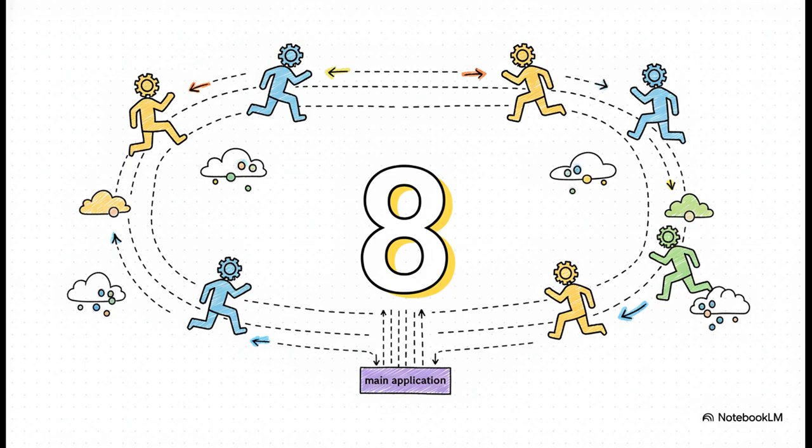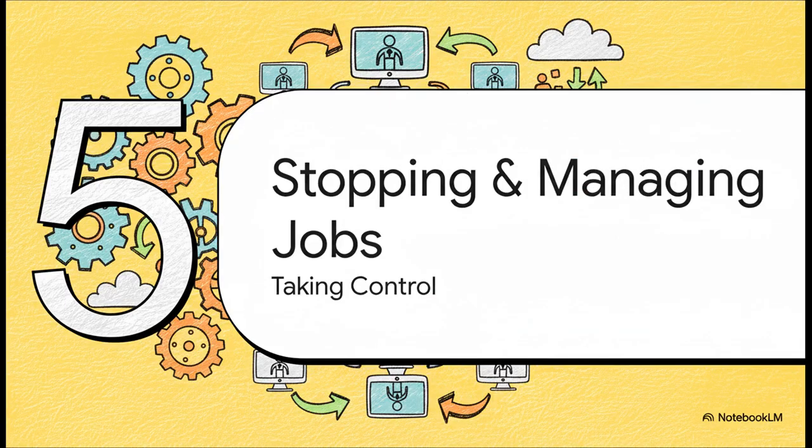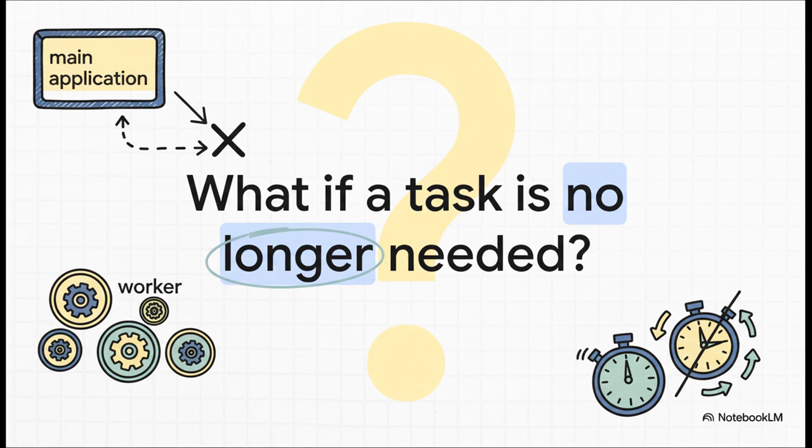It's awesome. All right, with all this power comes the need for a little control. Sometimes you're going to start a task that you realize you don't need anymore. It's so important to know how to properly stop and manage these jobs to keep things nice and tidy. You definitely don't want a worker wasting precious resources on a calculation you've already moved on from, right? This is where the cancellation functions become your absolute best friend.